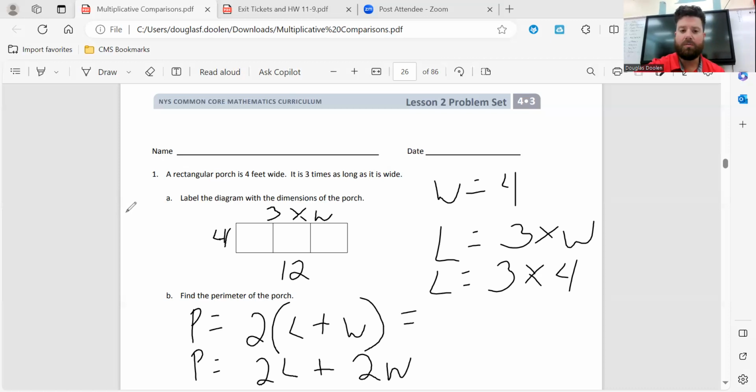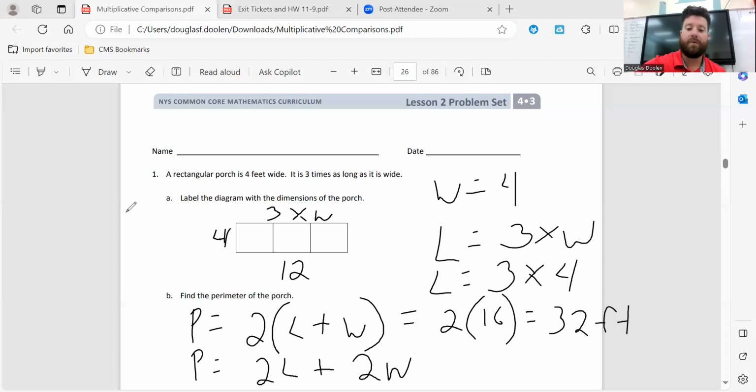So let's do this top one first. What is L? Again, we know that L is 12. Very good. And what is W? W is 4. So 12 plus 4 is 16. So our perimeter is 2 times 16. Well, what's 2 times 16? 2 times 10 is 20. 2 times 6 is 12. 20 plus 12 is 32. So we have a perimeter of 32 feet.